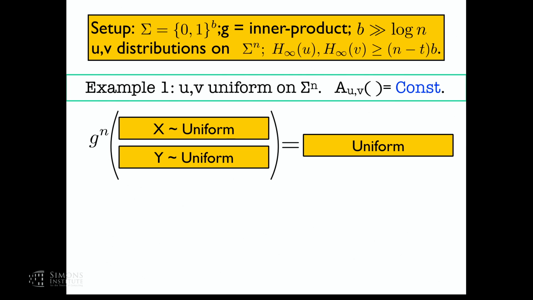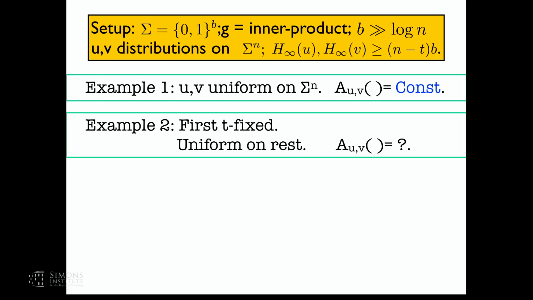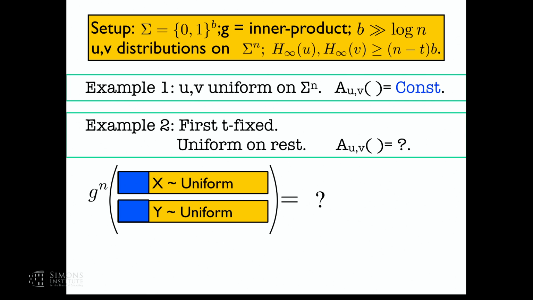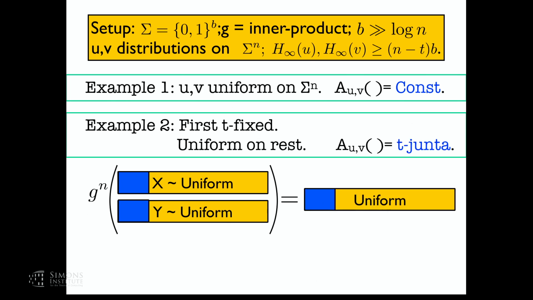What other, next complicated case can I think of for distributions which miss t symbols of entropy? It is to force them to miss t symbols of entropy. So let's say I fix the first t symbols of u, the first t symbols of v, and everything else is uniform. Okay? So the blue parts are fixed strings, everything else is uniform. Then if you look at the output of the gadget, what you'll get is the first t symbols are fixed and the rest are uniform again. Okay? So in this case, the acceptance function is actually a t-junta. It's a t non-negative junta, in fact.